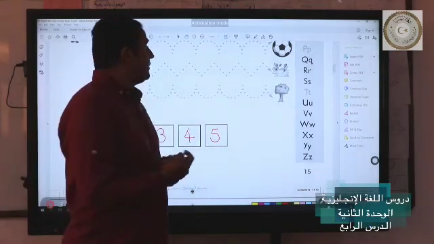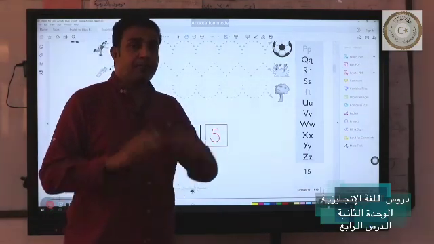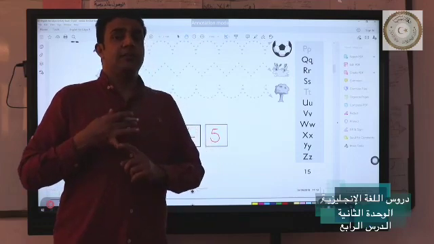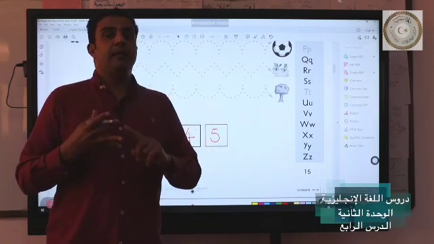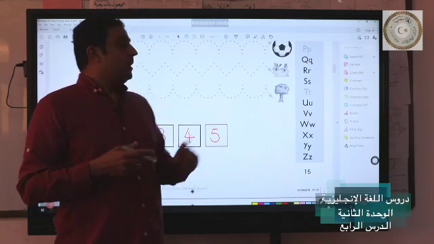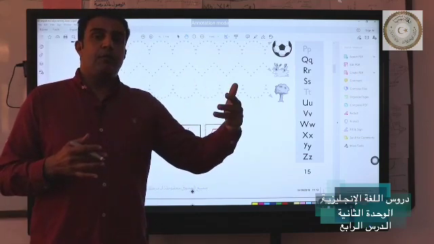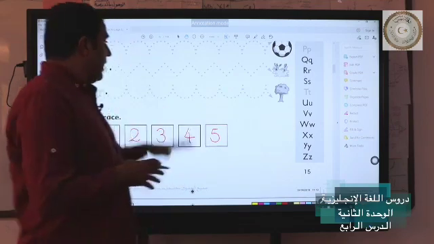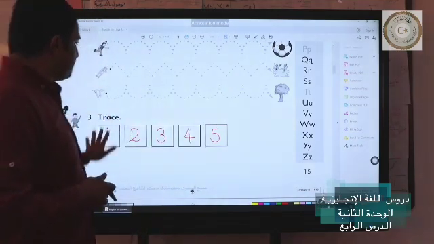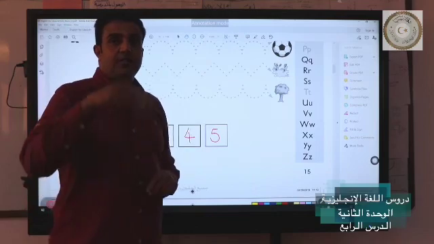We reached the end. We finished lesson four together. We learned the letter P and the sound P, like plane and pizza. And then we had the numbers 1, 2, 3, 4, and 5. Okay? And we did the homework, the workbook, with tracing the numbers and tracing the letter P.